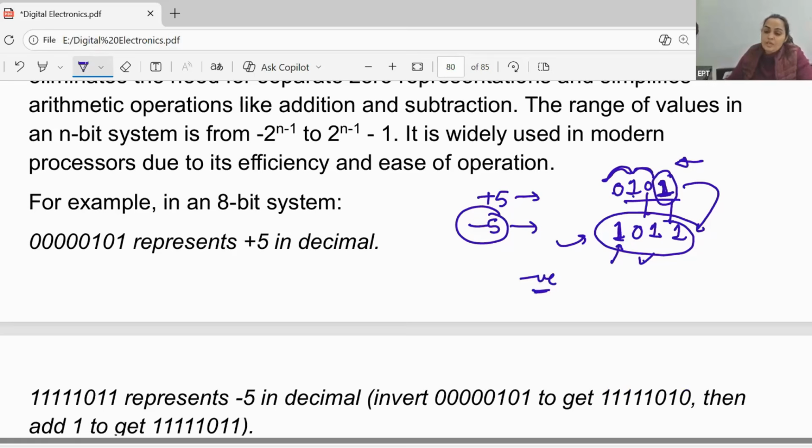1, so negative number. Now I will take the 2's complement again to get the original number. So again I will keep this one the same, and I will complement the remaining ones. So this is this. Now calculate. So this is going to be minus 5.